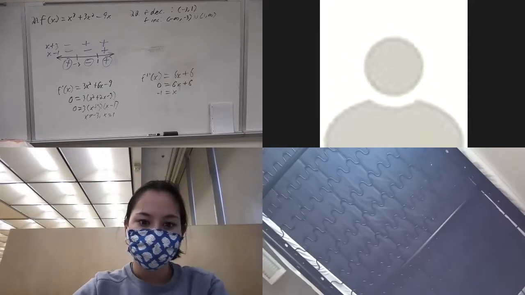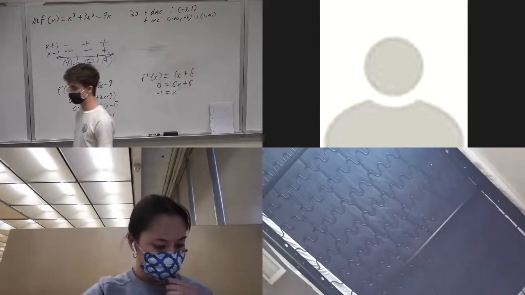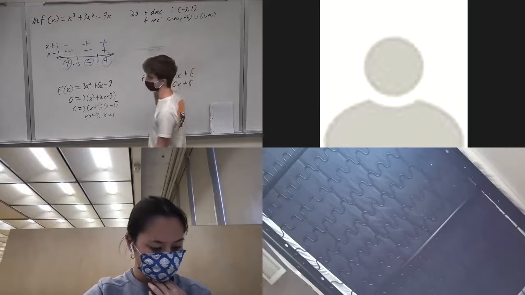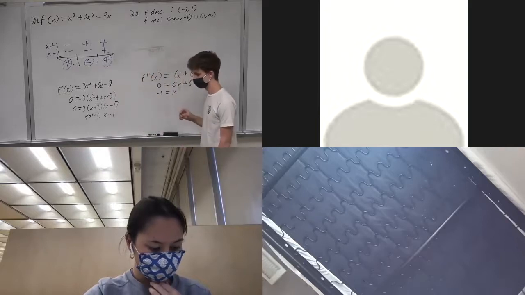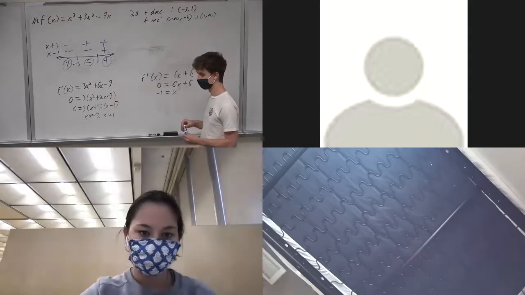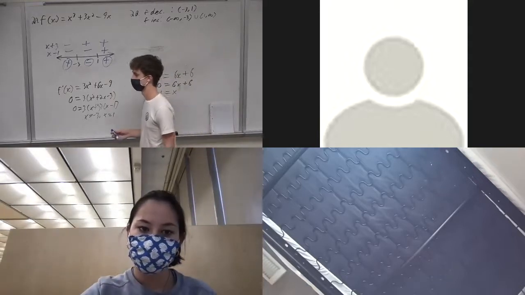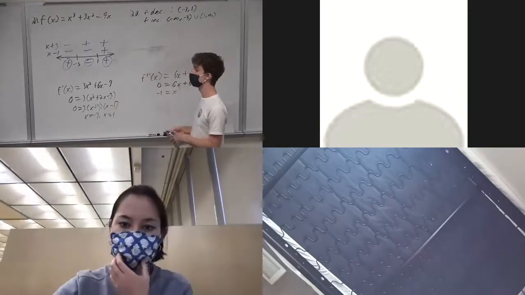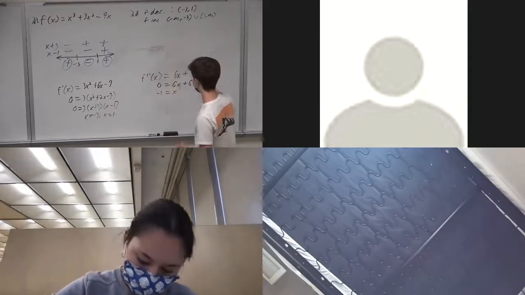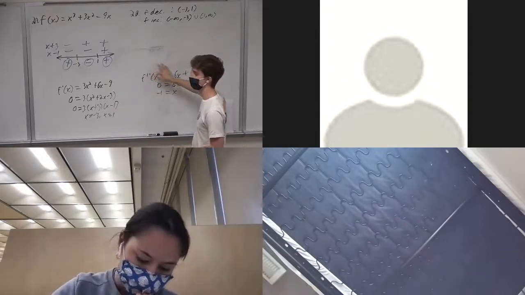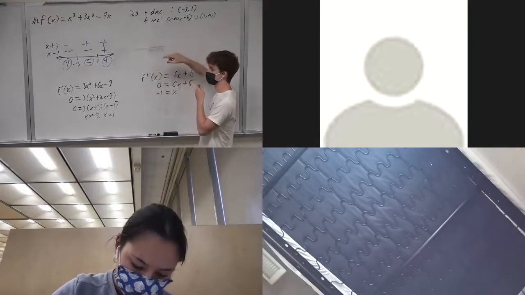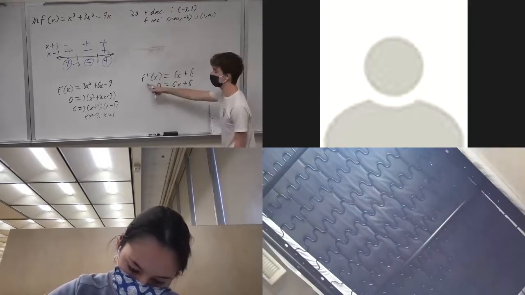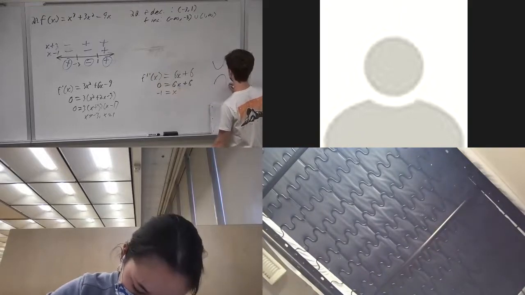Okay, so C is asking us to find where F is concave up. So what am I looking at to do that? The second derivative? Yeah. So we're trying to find out where the second derivative is positive, right? Because wherever the second derivative is positive, F, the original function, is concave up. So that's kind of like your U. Whereas if the second derivative is negative, that's where it's concave down.